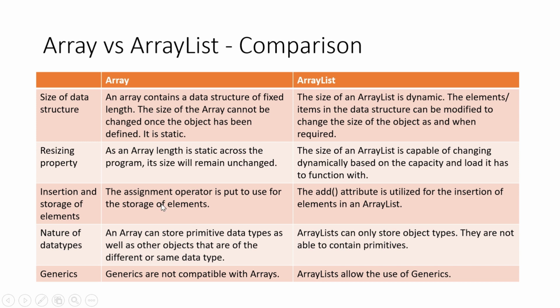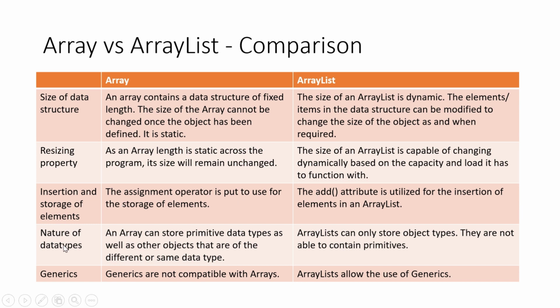The assignment operator is put to use for the storage of the elements in an array, whereas the add method is utilized for insertion of the elements in the array list. Actually, an array list can also be created with elements at the time of creation. We can also use assignment for storage of the elements, but we also have the add method by which we can bring the insertion.